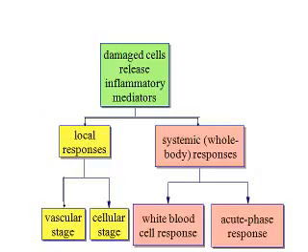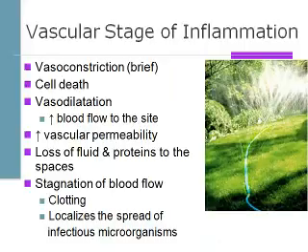This is just a picture to show you that once we have the release of those inflammatory mediators from that mast cell degranulation, there are 2 processes that happen simultaneously. You've got the local response, which is going to be the vascular and cellular stages, which we're going to talk about in more detail. And then you've also got that systemic or whole body response, which is going to lead to the white blood cell functions and then that acute phase response. Both of these again happen at the same time, although we're going to talk about them as 2 totally separate processes just so that we get a better understanding of what's going on in what phase.